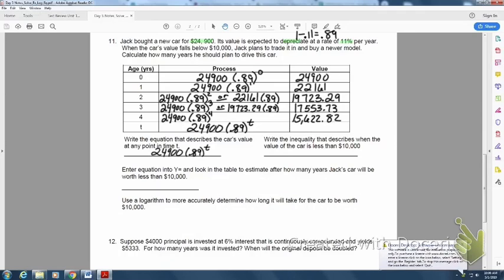So getting into the actual questions, the next question says write the inequality that describes when the value of the car is less than 10,000. So again, the equation we just wrote, that represents the value of the car. We want to know when that value of the car is less than 10,000.